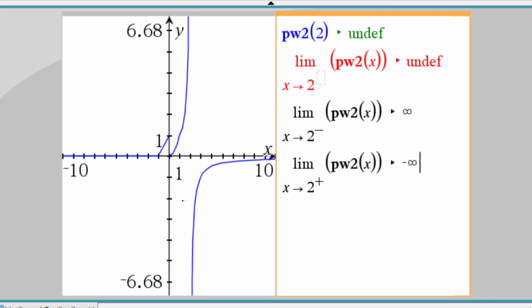So that's how we examine limits and continuity and specify whether a function is continuous or does it have any points of discontinuity.